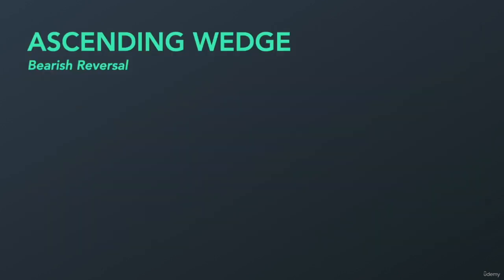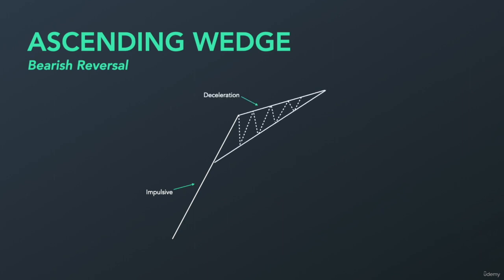Ascending wedge, bearish reversal. So since this pattern is a bearish reversal pattern, we have to see this after an upside move. All right, so this is our impulsive move to the upside, followed by deceleration. Okay, so basically, price is losing momentum. And then for our confirmation, we will wait for a breakdown. All right.